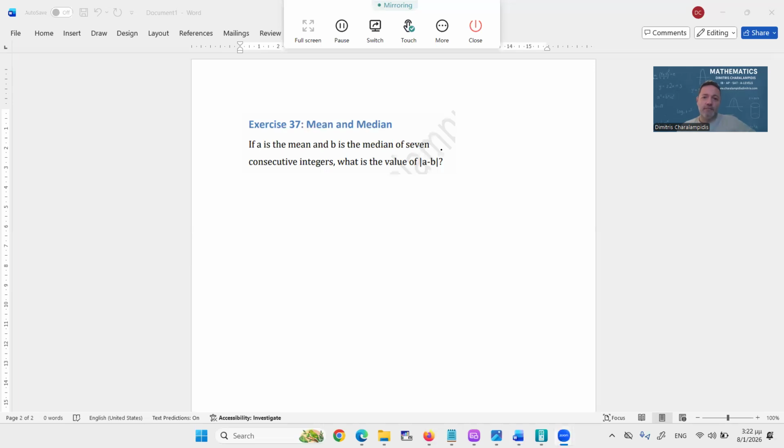Exercise 37. It's about mean and median of values. If A is the mean and B is the median of 7 consecutive integers, what would the value of the absolute value of A minus B be?